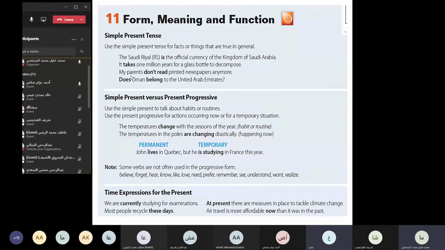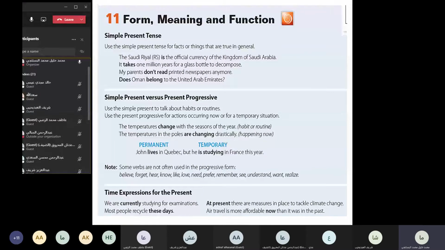Abdul Aziz, read the third one. My parents don't read printed newspapers anymore. Good. My parents do not read printed newspapers anymore. So here, this is related to him. It is a true sentence. So he used what? Simple present. Now, if you look at the negative form, we use don't and doesn't with simple present. Now, what about the last?